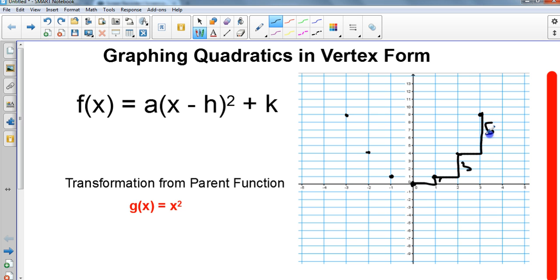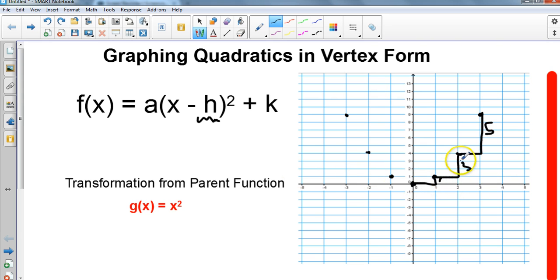So translating a point around, the h value in vertex form tells us how far horizontally we go. And remember that if we have x minus h, that means h is positive. And if we have x plus h, that means we're really subtracting a negative h also. So keep that in mind too. So h tells us how far our graph, this parent function, is going to translate horizontally.